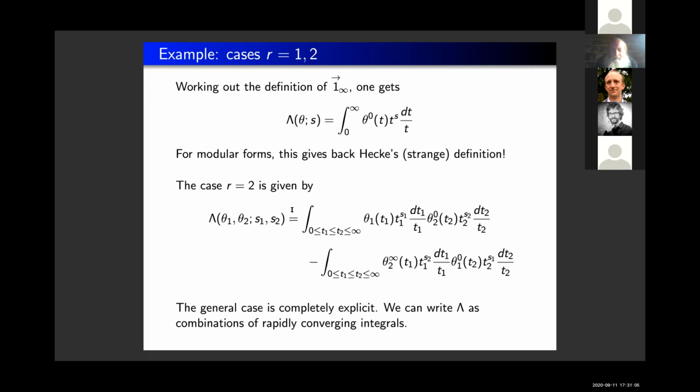Okay, so in the case R equals 2, we've got a double integral here. I've spelled out the definition. If you work it out, and this can be done completely explicitly, you get these completely explicit integrals, there's 2 of them in fact, and you'll notice that in the upper variable t2, we've got a theta 0, and that's the one that tends to 0 exponentially fast at infinity. So that's going to enforce the very rapid convergence of these integrals at infinity. So this theta 0 here and here are going to crush this integral and make it really super fast convergent.